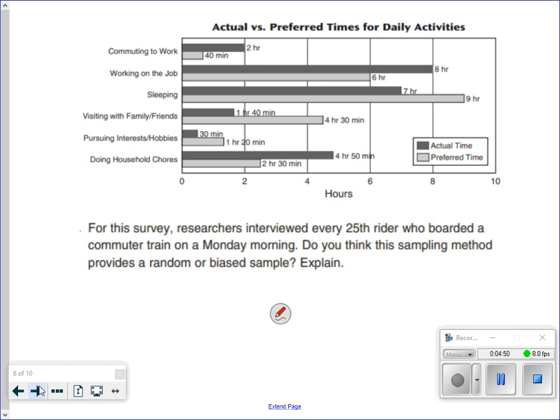For this survey, researchers interviewed every 25th rider who boarded a commuter train on a Monday morning. Do you think this sampling method provides a random or biased sample? So what we want to know is, does this chart tell us about all adults? Well, everyone in this survey rode the train. I like the randomness of every 25th person, but they all rode the train.